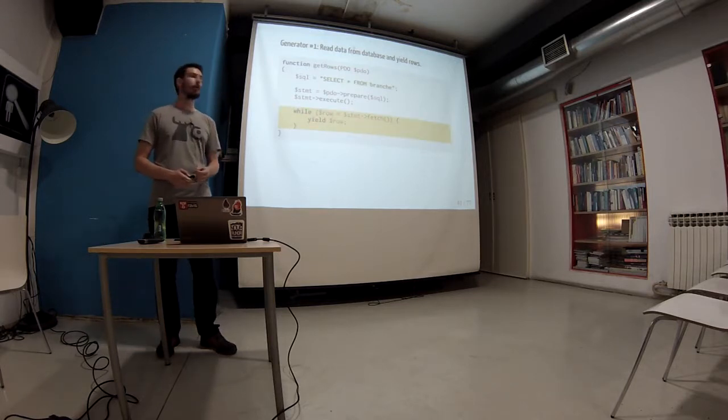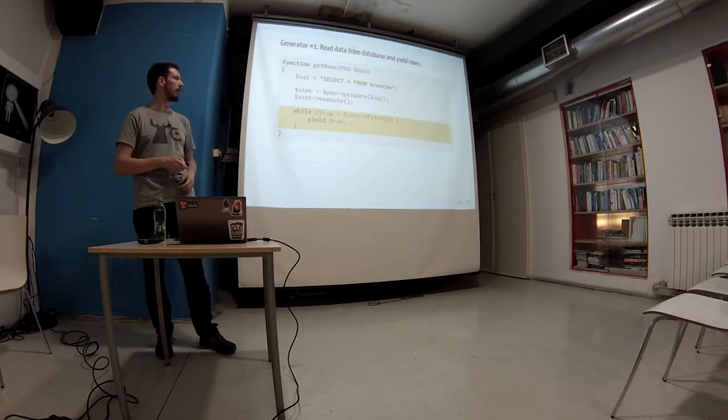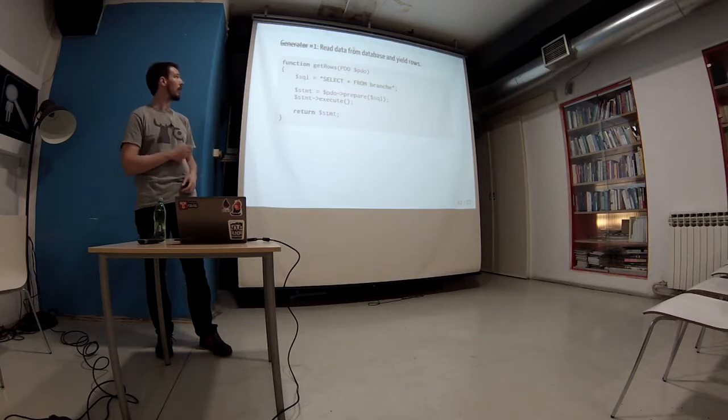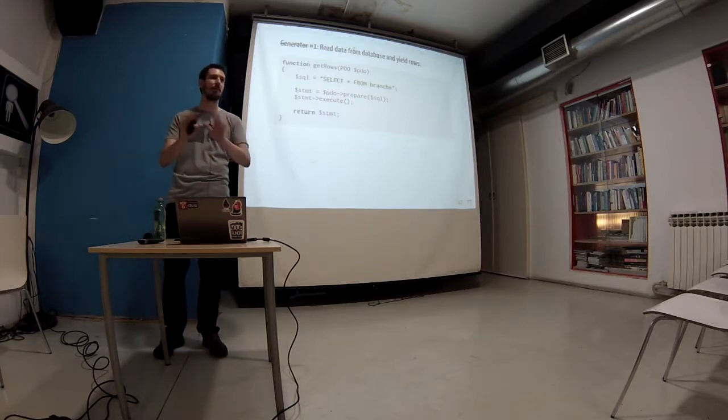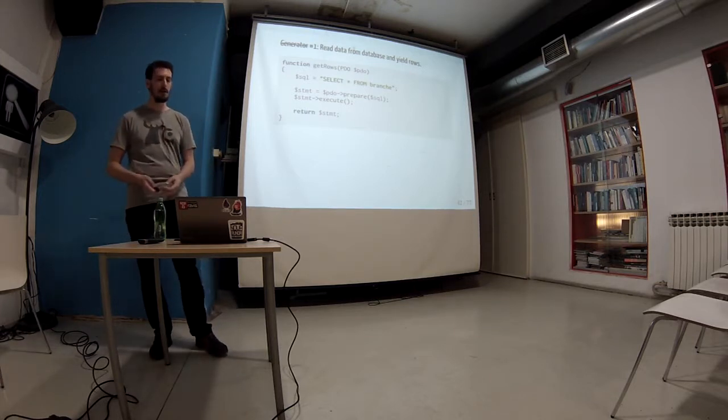I coded this, then I realized that the PDO statement you get when you run prepare and then execute is actually already an iterator. So I was iterating over an iterator, which is not really needed. You can just replace this and return the statement. It's no longer a generator, but it's basically the same thing. You get an iterator which yields row by row of data.